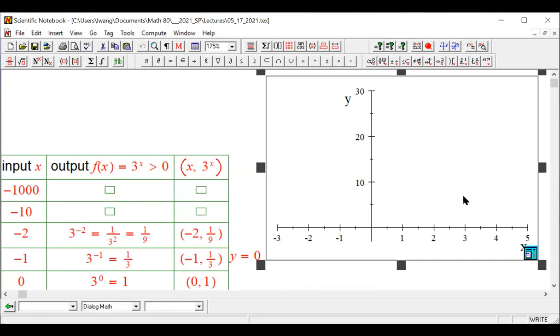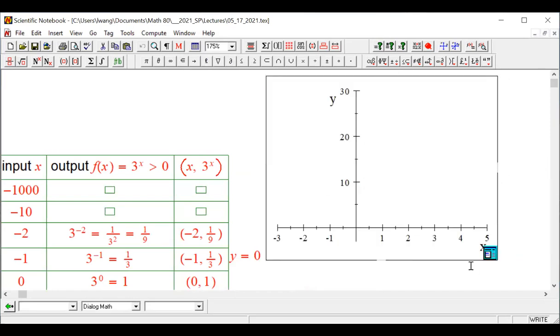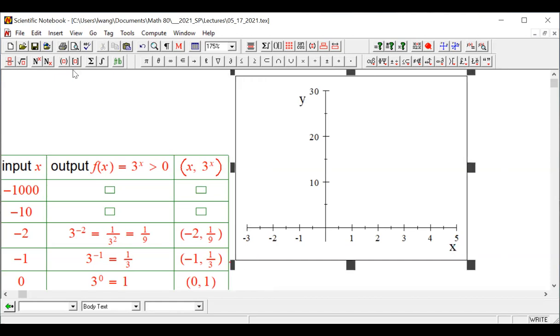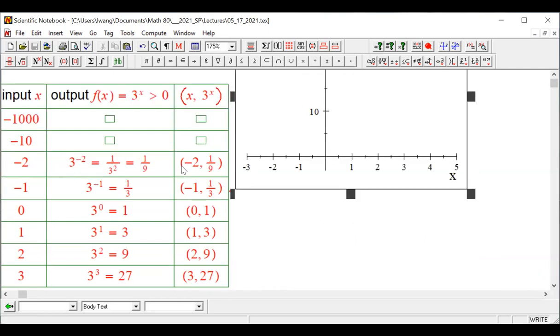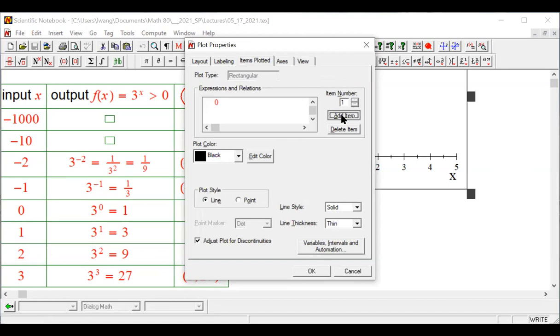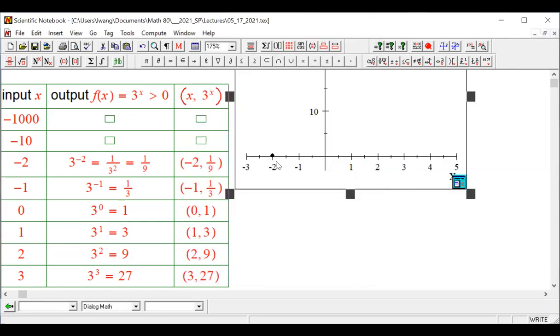Okay, so that's the graph. And then we're going to put the points in place. So the first point, of course, when the input is -2, the output is 1/9. And we're going to make this a black dot. At -2, the output is 1/9.